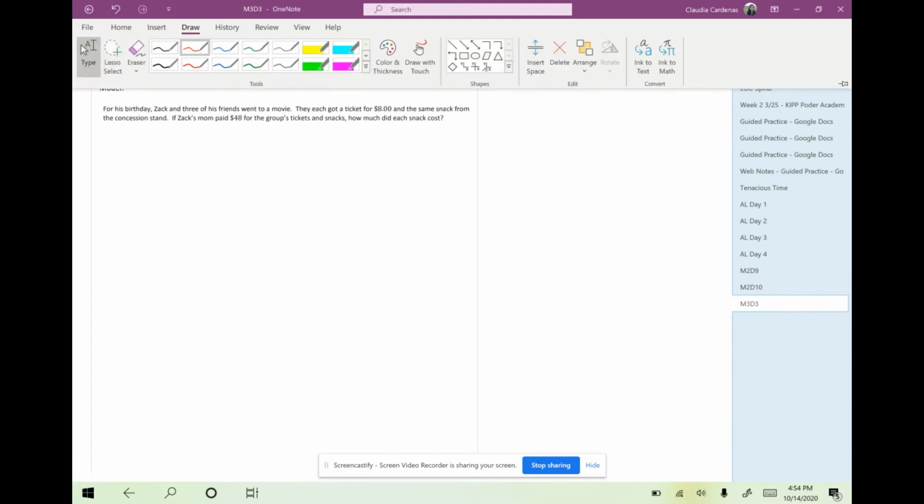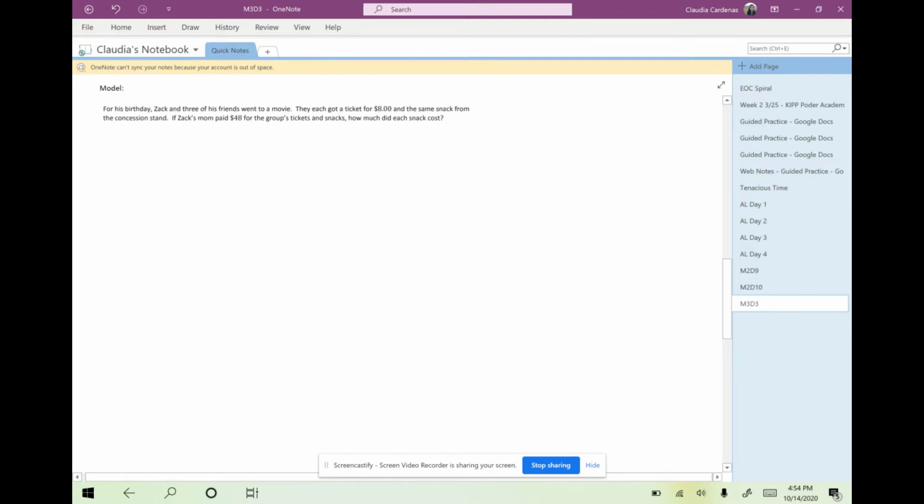So here we go. For his birthday, Zach and three of his friends went to a movie. They each got a ticket for $8 and the same snack from the concession stand. If Zach's mom paid $48 for the group's tickets and snacks, how much did each snack cost? Okay, so I see that we're going to look at a character of Zach and three of his friends.